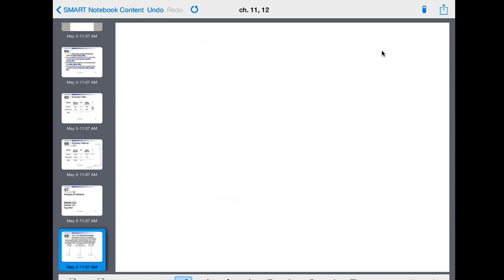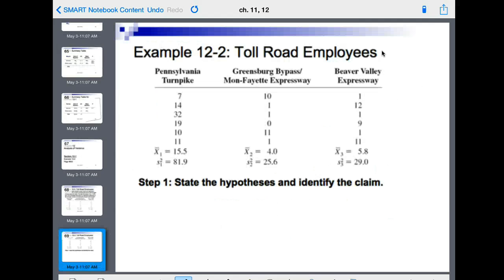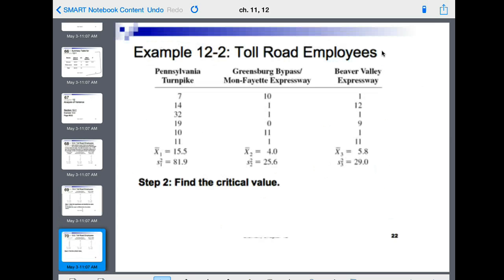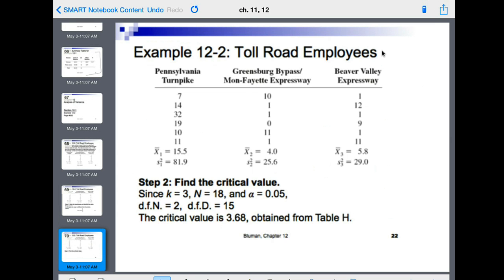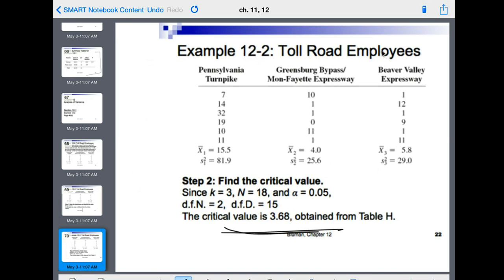So let's look at another one here. State employees wish to see if there's a significant difference in the number of employees in 3 state roles. So we got our values. State the hypotheses, not a hard one to state. Means are the same, at least one mean is different. The claim is always more, at least one mean is different. Find our critical value. K groups, 18 values, 0.05, 2 and 15. The critical value from the table should be 3.6. Got my pen working? 3.68.